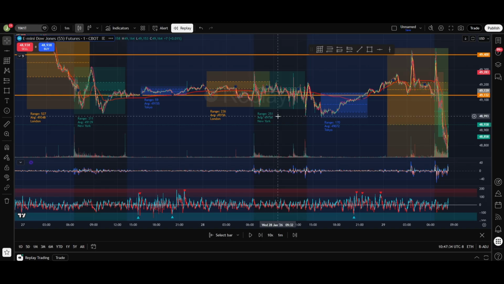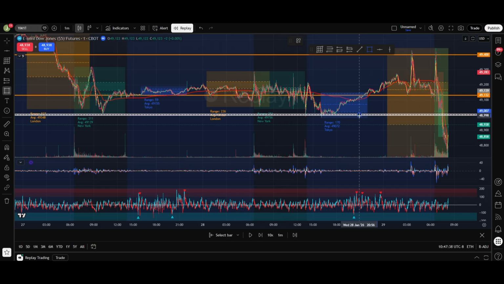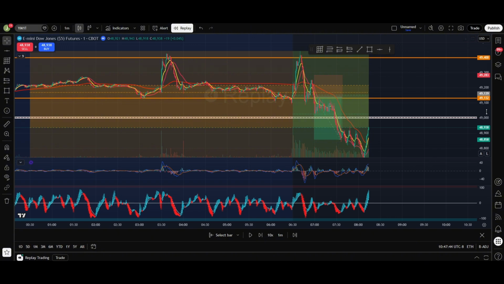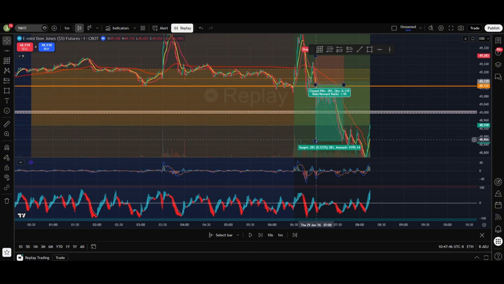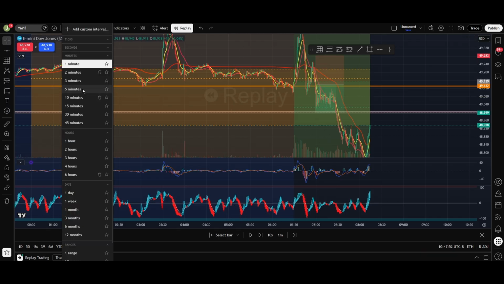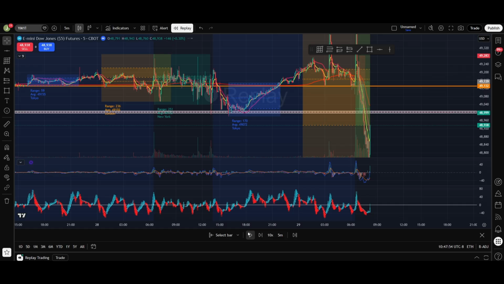We'd probably have to scroll for a while, but we could just say that this was potentially our area of interest. We can see it's touched here multiple times, had reactions, and we can see that target, 140 points.